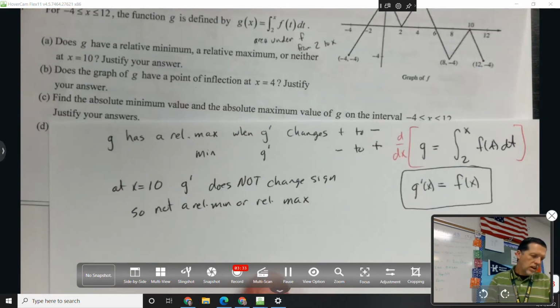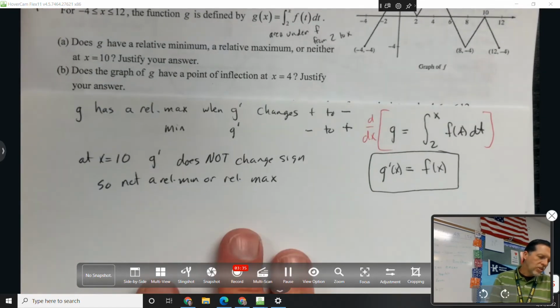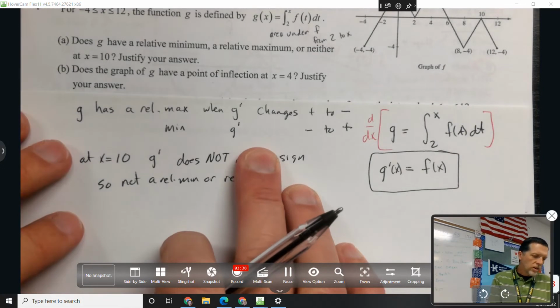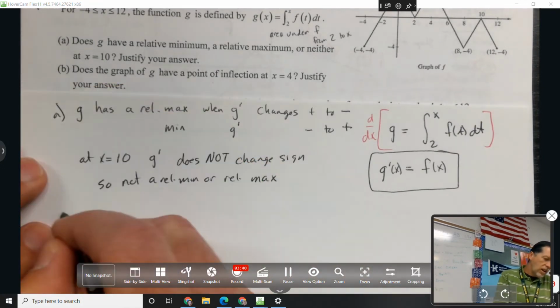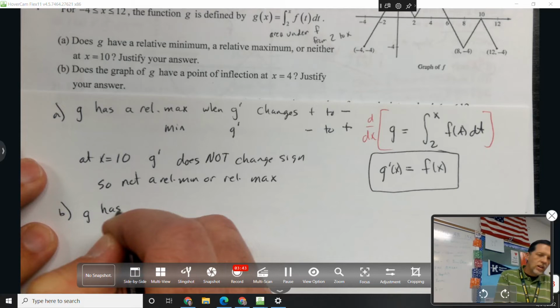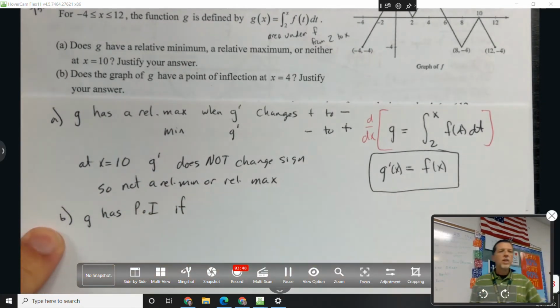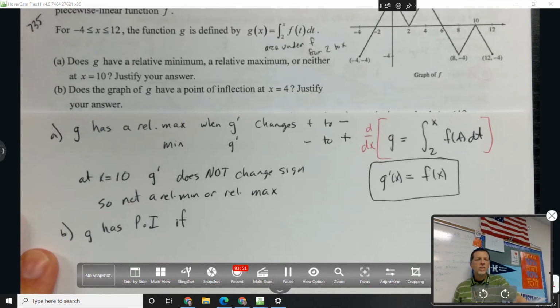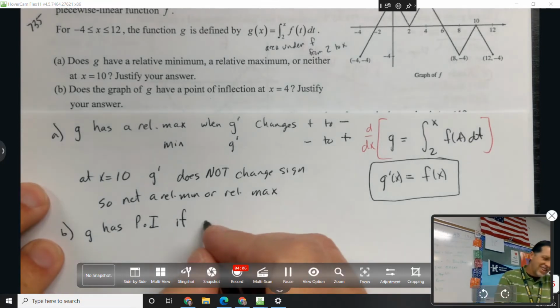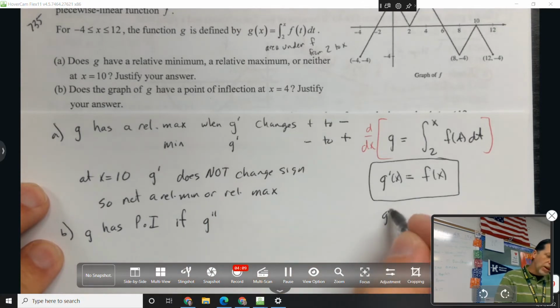Part B. Does the graph of g have a point of inflection at x equals 4? Justify your answer. Let's see. G has a POI if... What's the rest of that statement? How do I know if g has a point of inflection? Yes, something about double prime. Okay, you're on the right track. G double prime, which is f prime. Yep, g double prime, which is f prime.